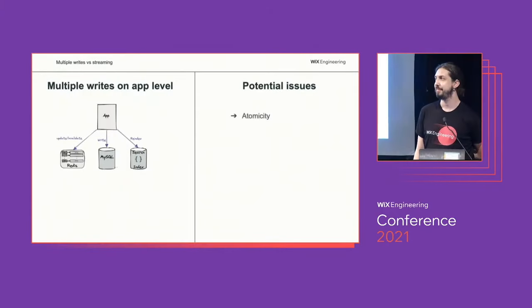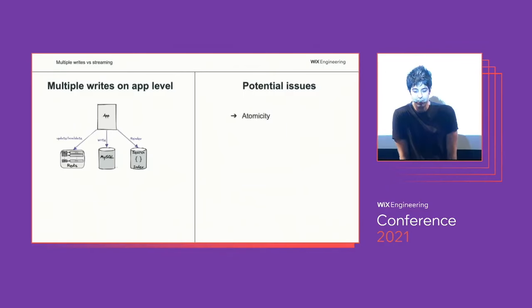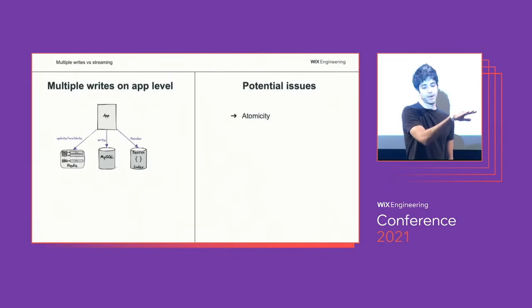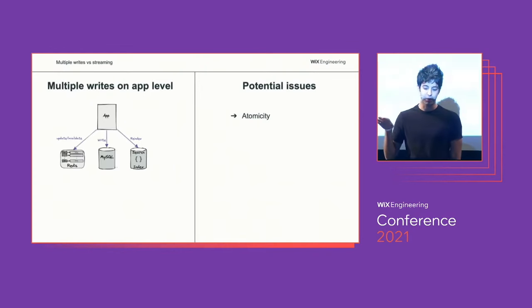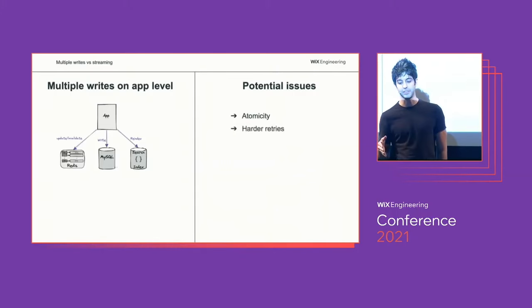OK, let's examine some potential issues we might have with it. So the first one is atomicity, right? None of these paradigms can give all-or-nothing behavior. We cannot have a transaction between writing to MySQL, Redis, Elasticsearch, or any other collaborator that we have. So we are dealing with the fact that we won't have atomicity.